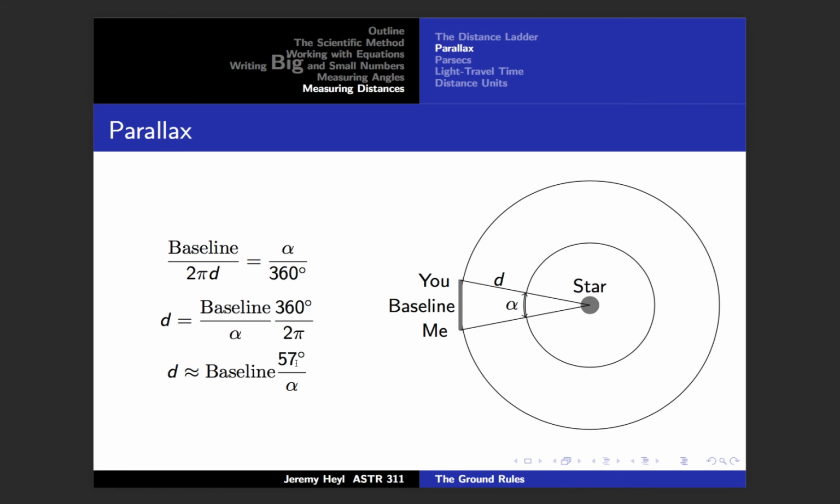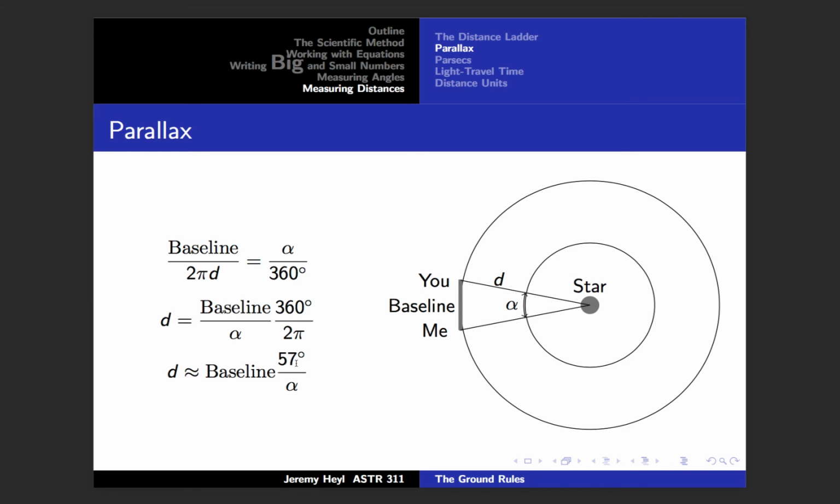Again, we're thinking about that circle that we drew before, but here we are thinking about it in a different way. We want to figure out the distance to the star. And let's imagine that there's two of us looking at the same object at the same time. This is like looking at the tree across the river. So there's some distance between you and me, and that I call the baseline. Then there's the angle, which is the difference in the angle that I see versus the angle that you see, which I write as alpha.